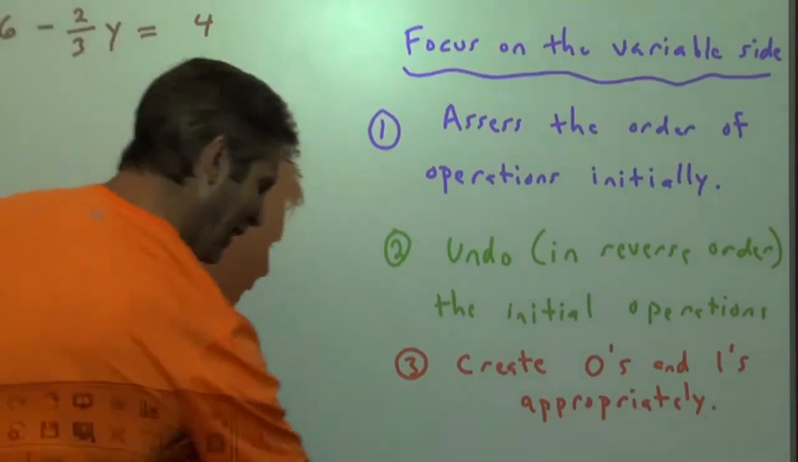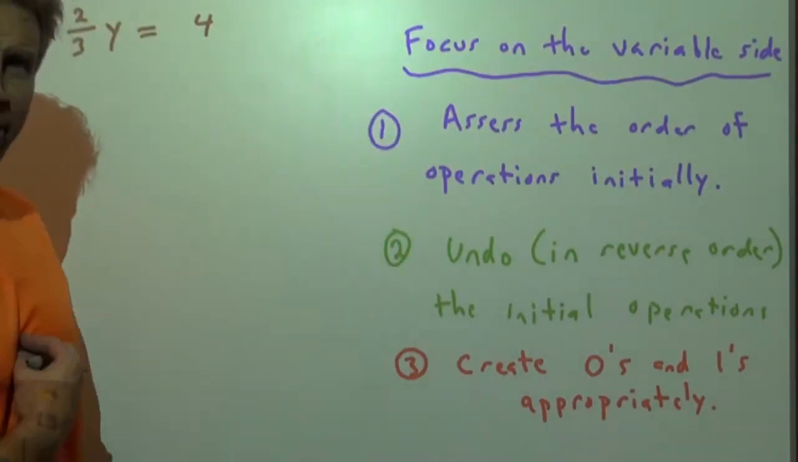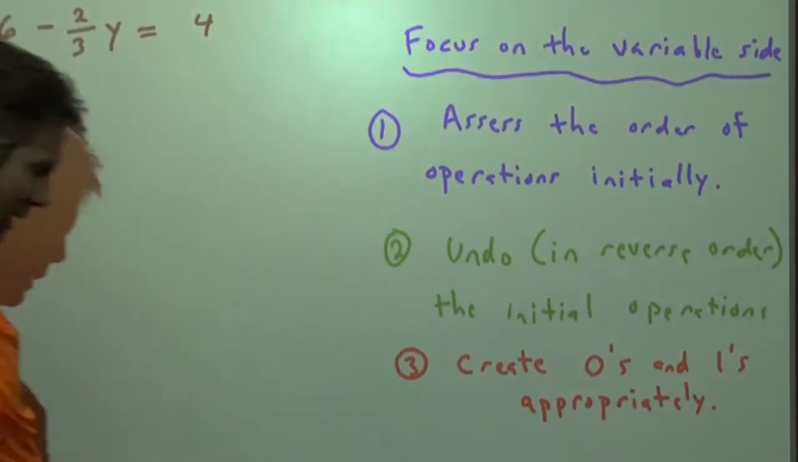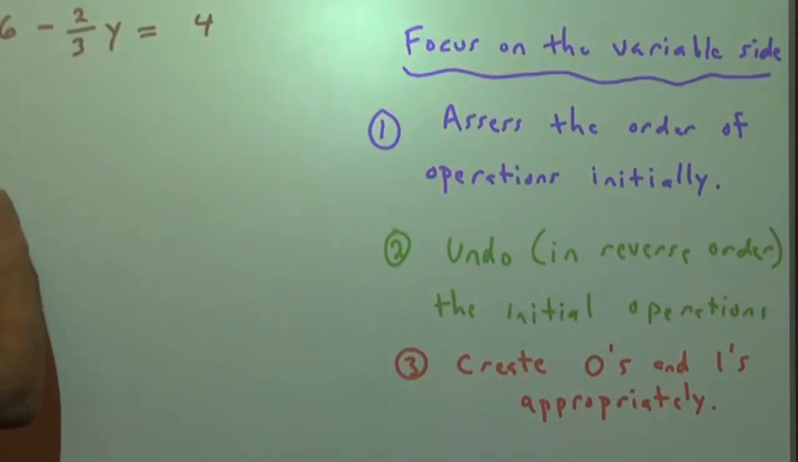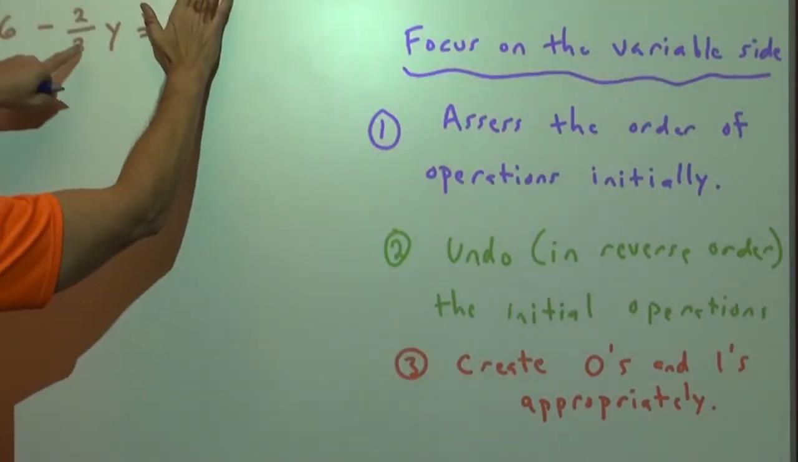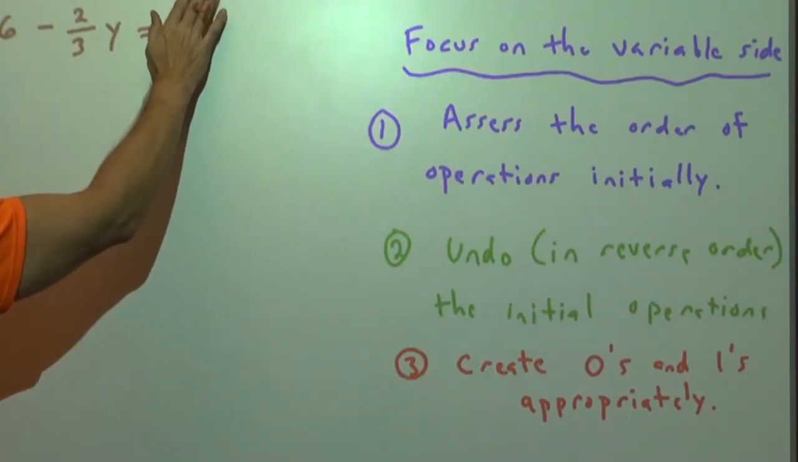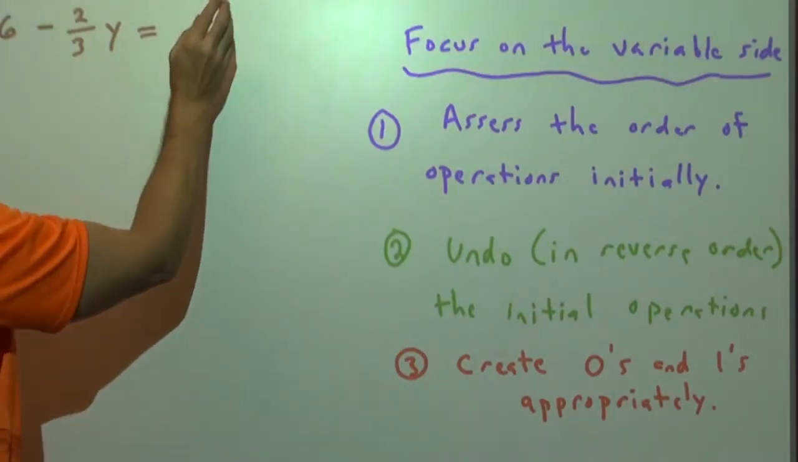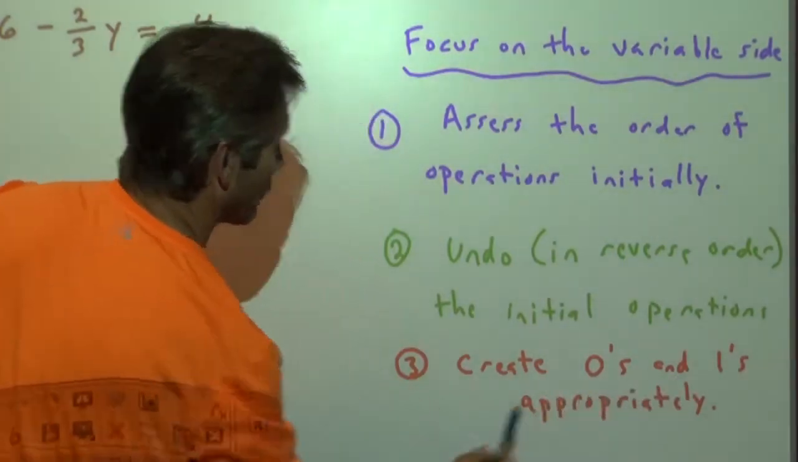Now we get to here, and this will show why it is that I like us initially to be writing down the zeros that we're creating. So let's take a look at what happens here. We assess what happened on the variable side to end up with the 4. We must have first multiplied the unknown number by 2/3 and then taken 16 minus that. So to undo what we did, we first need to get rid of the 16 and then we'll take care of this right here. Now you guys, we have to create zeros and ones.